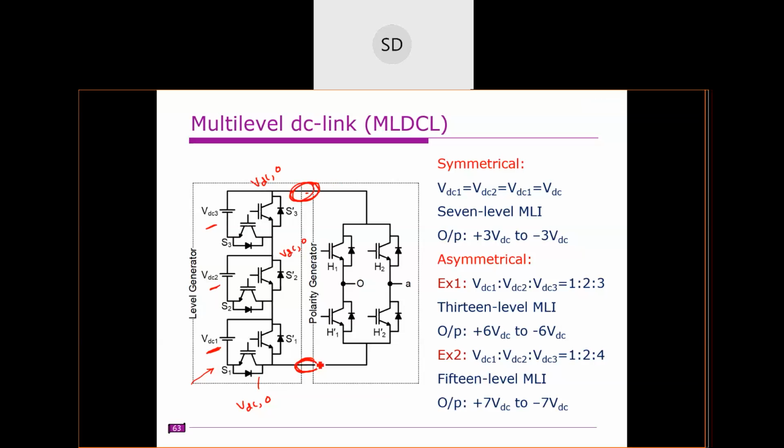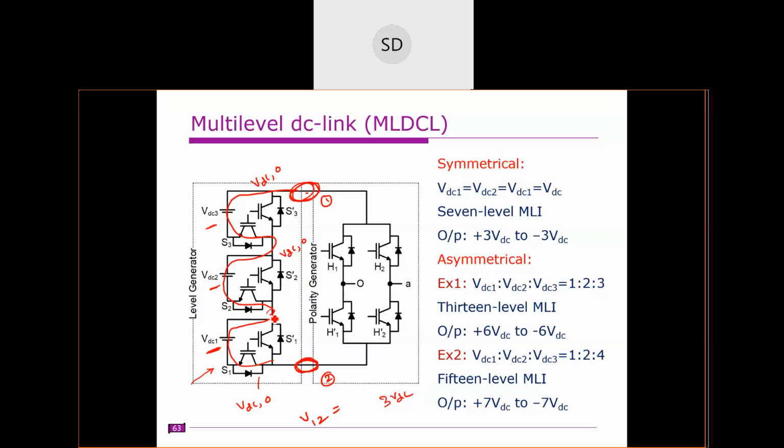Now I want 3 VDC across these two points, 1 and 2. Which switches do we need to turn on? S1, S2, S3, right? We turn on this switch S1, this one, and this one, so all the 3 DC sources are in series and you can get the 3 VDC level. Clear?